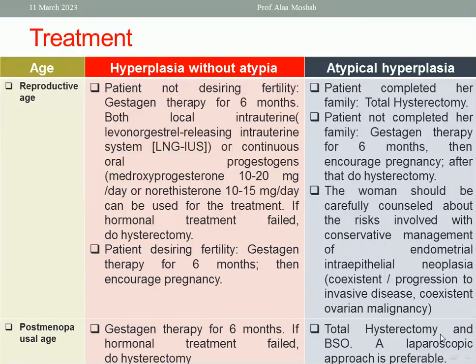The indication for total hysterectomy is clear enough. Total hysterectomy and bilateral salpingo-oophorectomy is the first choice for treatment. And the approach to hysterectomy, as guidelines said, laparoscopic hysterectomy is better because of shorter hospital stay, less pain, and less post-operative complication. Okay? So, in atypical hyperplasia in postmenopausal women, total hysterectomy and bilateral salpingo-oophorectomy should be done.